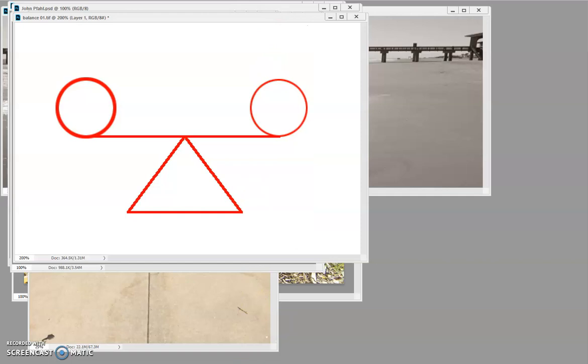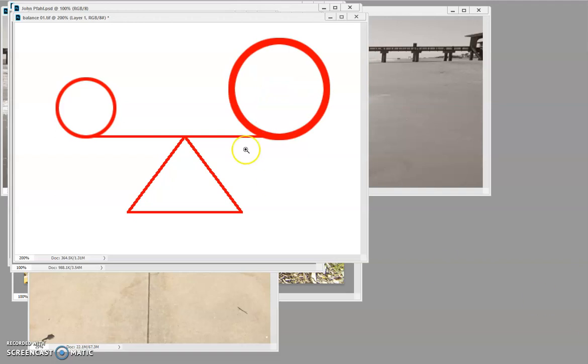Let's look at balance. Balance is the apparent distribution of weight in a picture. Of course, in a 2D picture, that is also an illusion. If we look at this, and if we make the one on the right bigger and heavier, it looks out of balance. We look at that and say, that's going to collapse.